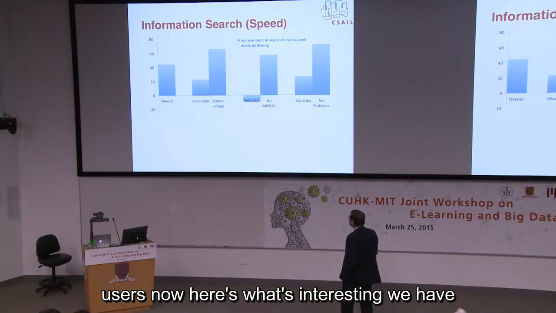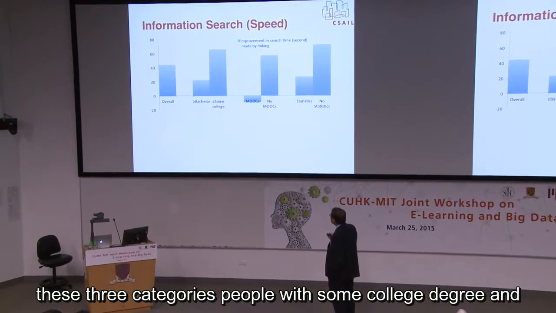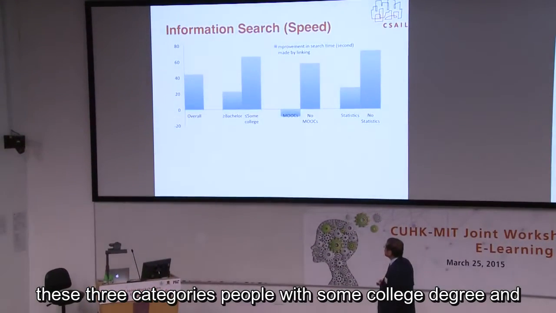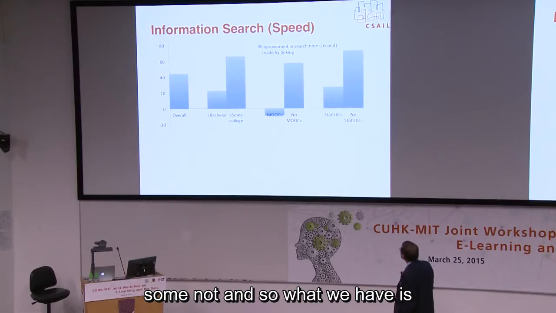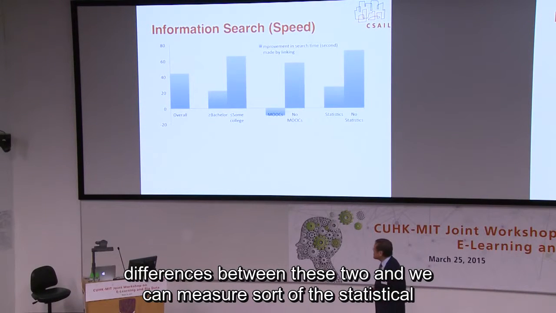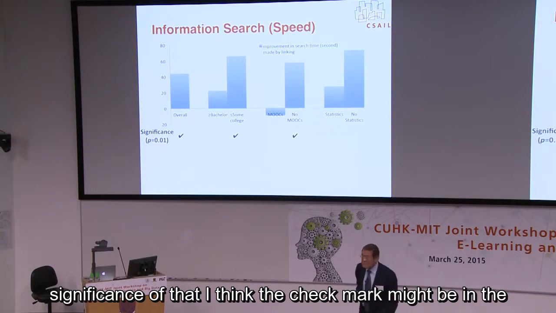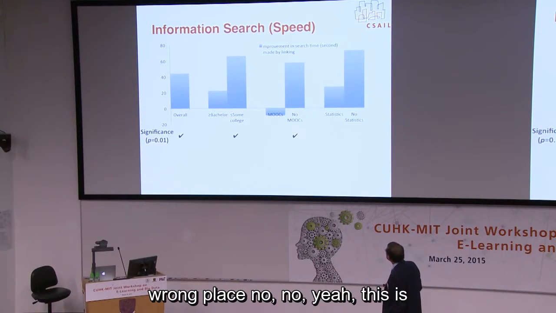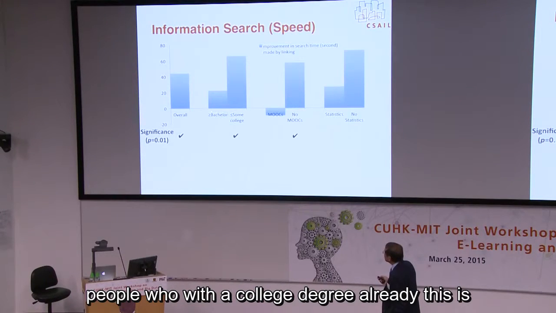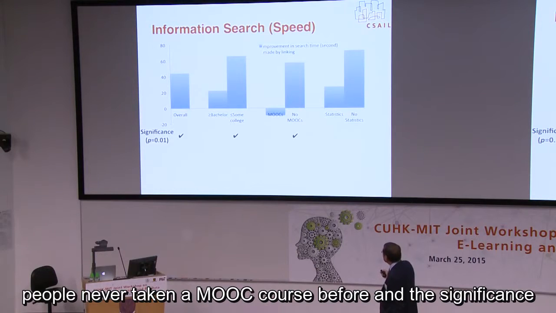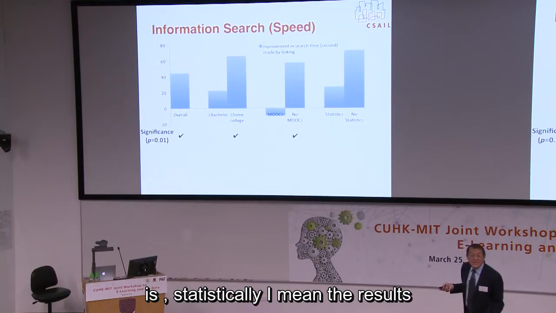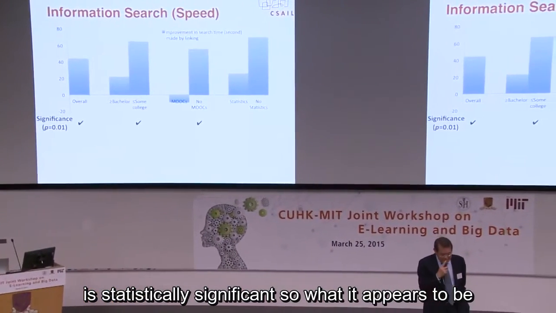Now, here's what's interesting. We have these three categories, people with some college degree and some not. And so what we have is differences between these two, and we can measure sort of the statistical significance of that. I think the check mark might have been in the wrong place. No? Yeah. This is people who, with a college degree already, this is the more novice part of the population. People who never taken a MOOC course before. And the significance is statistically, the result is statistically significant.